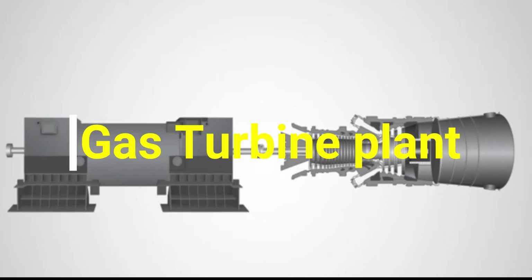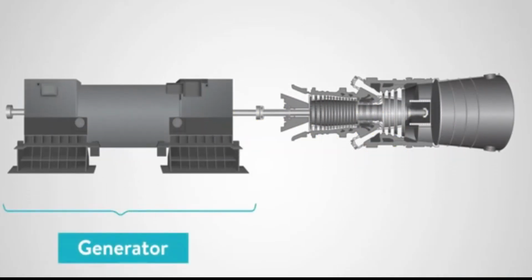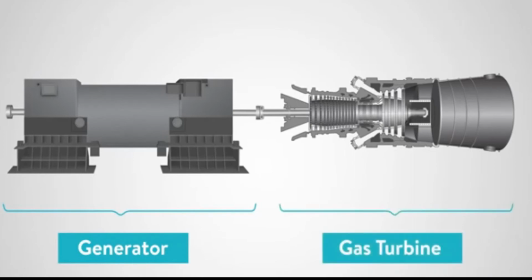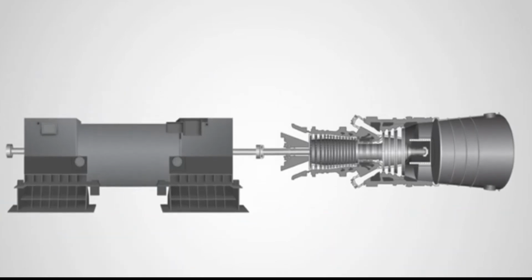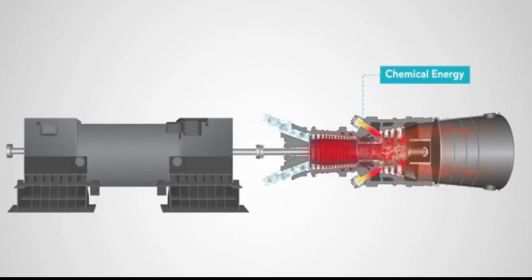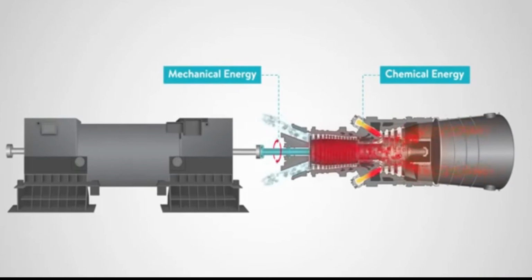Now let's talk about gas turbine plants. A gas turbine plant uses a combustion engine that converts gaseous or liquid fuels to mechanical energy. The gas turbine engine compresses air and mixes it with fuel that is then burned at high temperatures, creating a hot gas to make the turbine blades spin and turn a generator as it exhausts gas into the atmosphere. The burning energy is converted into electricity.